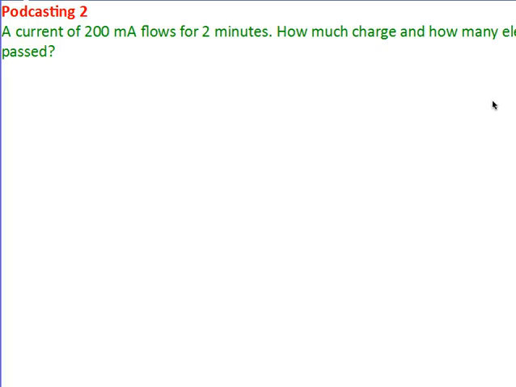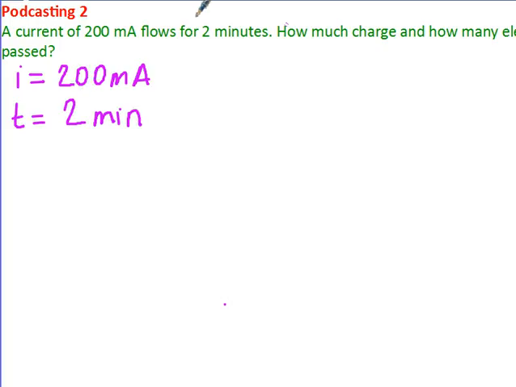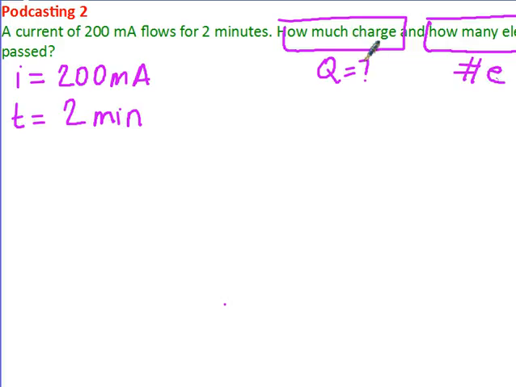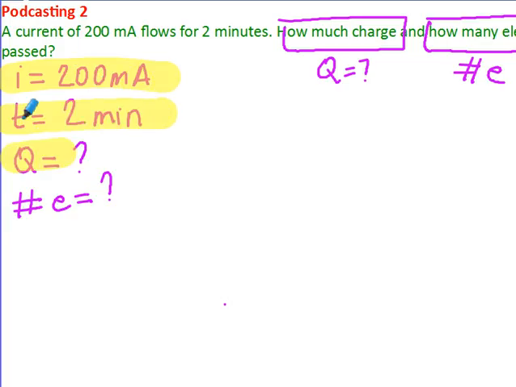Now again, let's write down what is provided. First of all, I am provided with current, which is 200 milliamp, as well as the time, which is 2 minutes. And the question is how much charge, so that is Q, and how many electrons, that is the number of electrons. So the question is what's the charge and what's the number of electrons. This is provided to me, and I'm supposed to find these two by using whatever is provided to me, obviously by selecting the right relation.